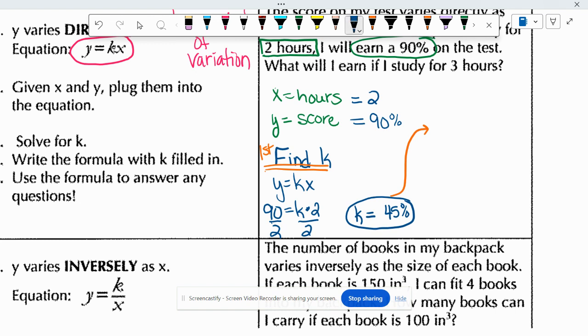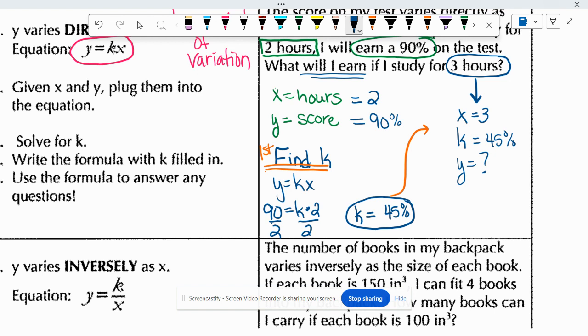Well, what information do you have? And that represents what variable? So x equals 3. We just said k is 45%. It's asking us, what is the grade going to be? What am I going to earn? So we're trying to find y.